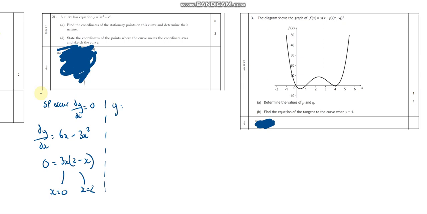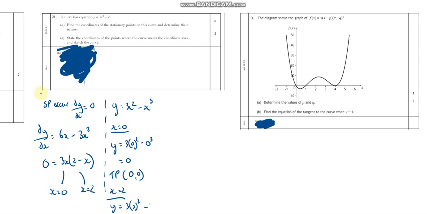That's y equals 3x squared take away x cubed. So for x is equal to 0, y is equal to 3 times 0 squared take away 0 cubed. So that's going to be equal to 0. So I've got a turning point at 0, 0. And for x is equal to 2, I've got y is equal to 3 times 2 squared take away 2 cubed.